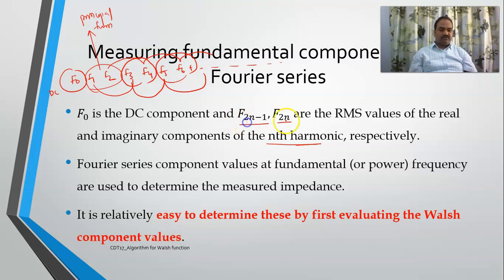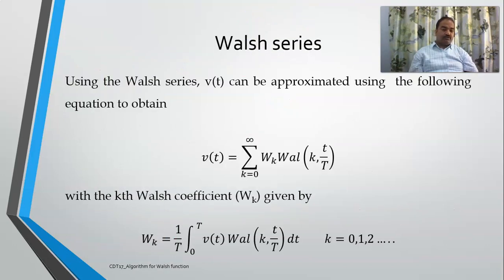These are the RMS values of the real part and also the imaginary component of the nth harmonic. So for determining the measured impedance or the fault impedance, we generally employ f1 and f2, which are the fundamental components of both voltage and current. This is employed in determining the impedance phasor. We do require V and I, and for that we can employ either Fourier coefficients or Walsh coefficients. It is easy to do with Walsh coefficient values.